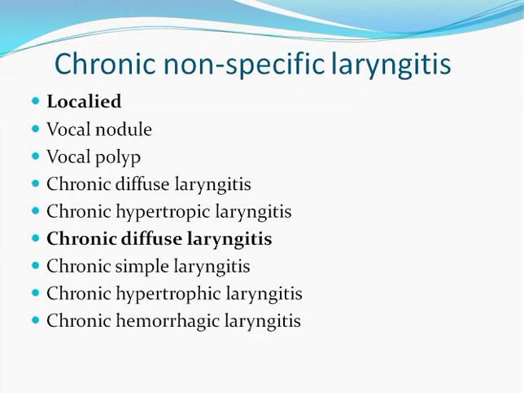Here, these vocal nodules and vocal polyps we sometimes discuss in the benign lesions, but of course we discuss them here. Chronic diffuse laryngitis includes chronic simple laryngitis, chronic hypertrophic, or chronic hemorrhagic laryngitis. All these descriptions are given depending upon the pathology, what is involved. But as per a clinician, it is only hoarseness they will have and all the common laryngeal symptoms.